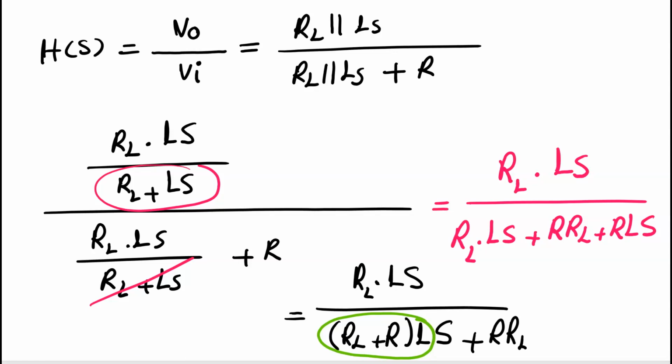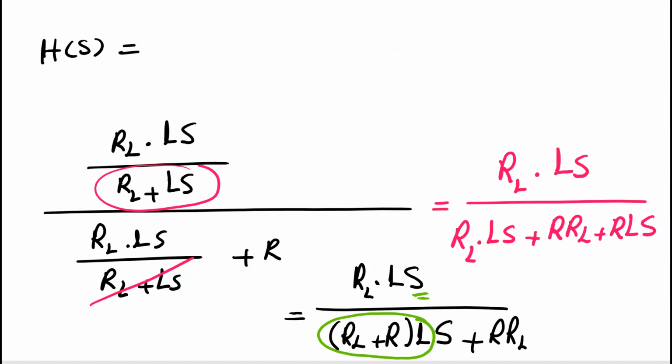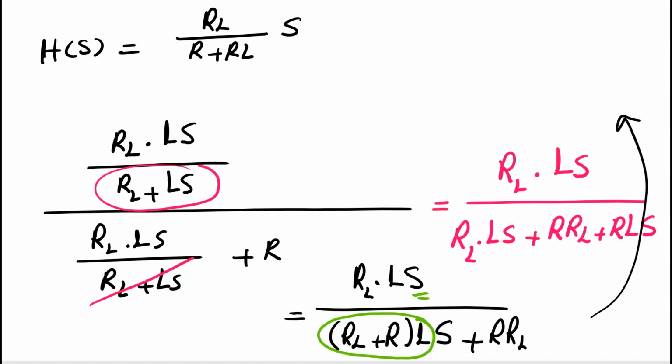Obviously this is a high-pass filter because I have S in the numerator. So I'm going to divide everything by this term. I'm going to write it at the top here. If I divide everything by what I'm showing you here, in the numerator I'm going to have RL divided by R plus RL multiplied by S. The L here cancels out the L that I have here.